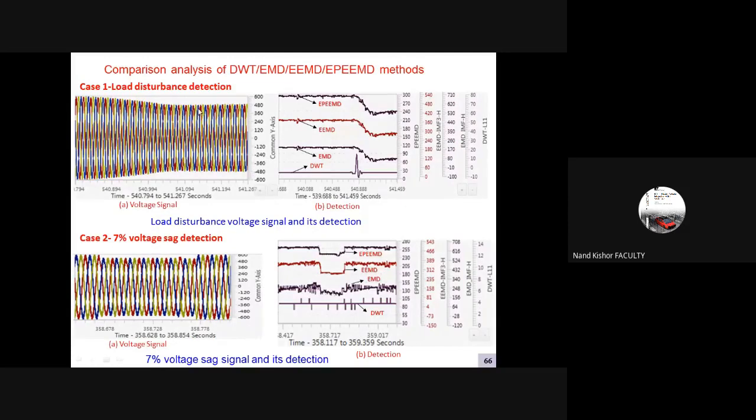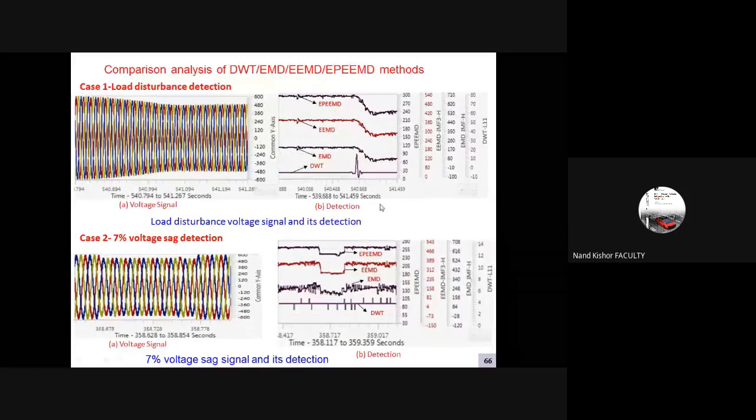Then, as a comparison, this is the case where we have a load disturbance. The induction motor load which we had, we have applied some load, right? You can see the change in the voltage profile. Under this situation of load change, the detection using the different techniques is illustrated here: the energy preserving EMD, the ensemble EMD, the conventional EMD, and the discrete wavelet transform. All these techniques are shown here.